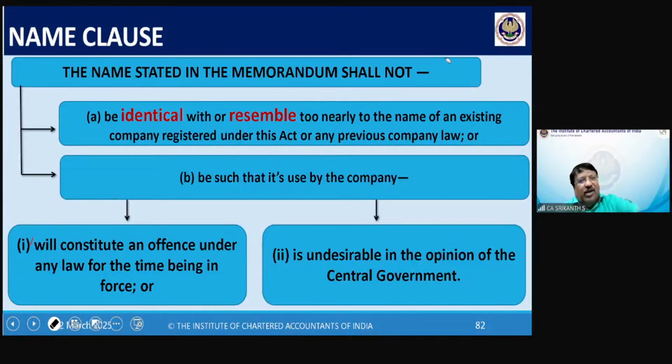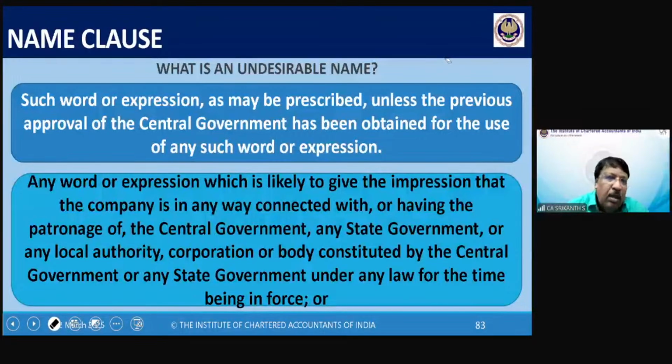They have a huge list of names, including names that give the impression that you have government sponsorship. For example, you cannot have national, central. You cannot have Indian. If you want to have, then you should show that there is a tie-up with the government of India, or whatever it is. So such word or expression as may be prescribed unless the previous approval of the central government has been obtained for the use of any such word or expression. So if you want to form a company called National Polymers Private Limited, no problem.